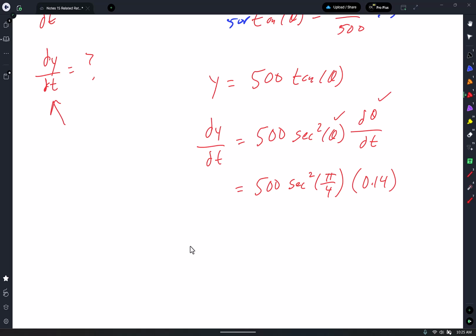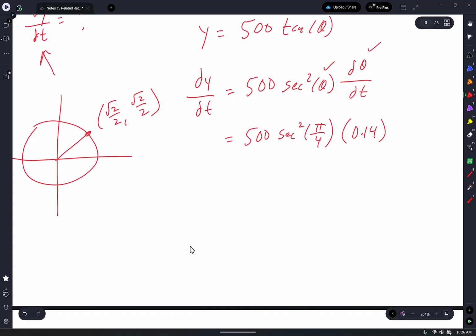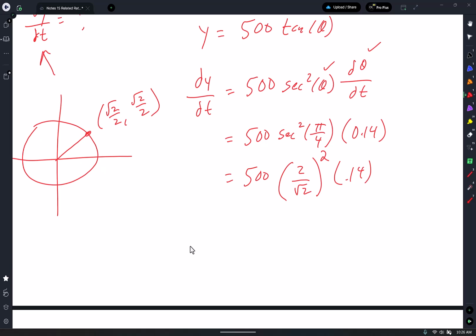Are we still okay? All right, here comes our baby pre-calc. Here's pi over 4. I guess they're being nice, right? Because at pi over 4, they're both the same. So here we go. 500, giant parenthesis. Secant, the reciprocal of cosine. Even if you would have messed up on this one, you still would have gotten it right. 2 over square root of 2. Close it. Put a square on it. Times 0.14. So let's see. 500 times 2 squared is 4. Square root of 2 times square root of 2 is 2. 4 divided by 2 is 2. And 2 squared is 4. I want to say that's 4.